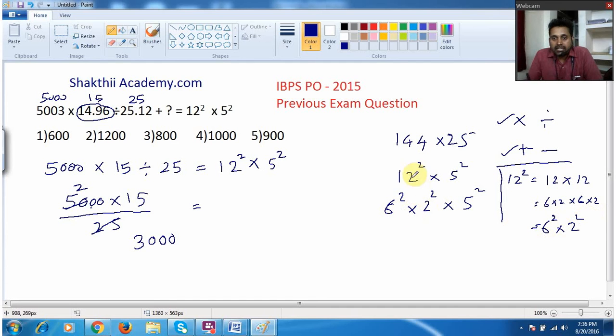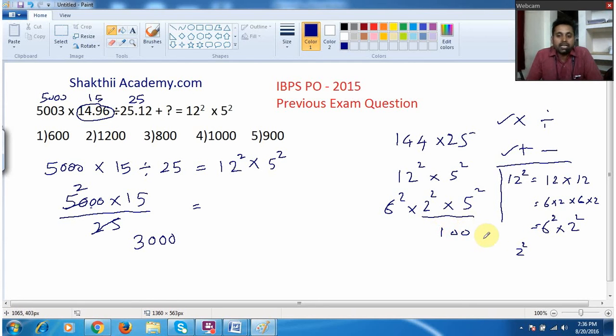So that I directly write it as 6 square and 2 square. Now this is a basic understanding. If you know this logic, you can solve the question directly and very easily. Now we have 2 into 5 two times and 5 two times. So 2 square is nothing but 4 and 5 square is nothing but 25. So when you multiply this portion, you will get 100.